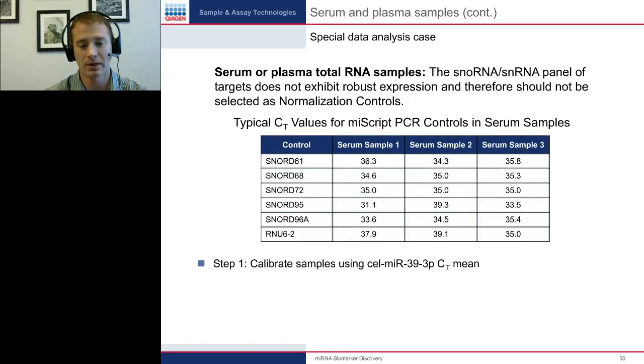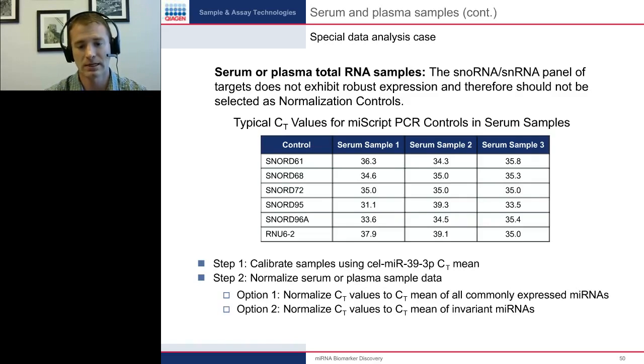So step one, we recommend calibrating your sample using the C. elegans miR-39-3p CT mean, and then normalizing using one of the following two methods. Option one, normalize your CT to the CT mean of all commonly expressed microRNAs, or option two, normalize to the CT mean of invariant microRNAs.